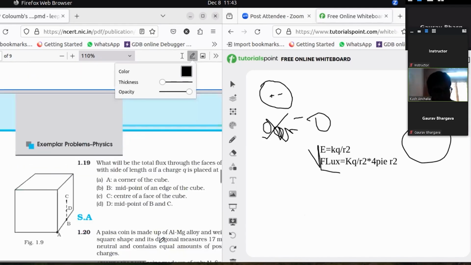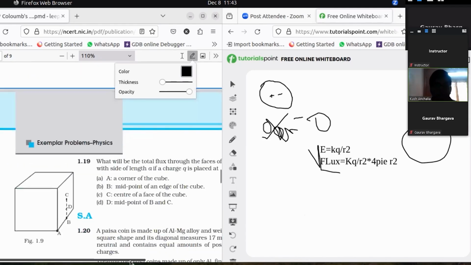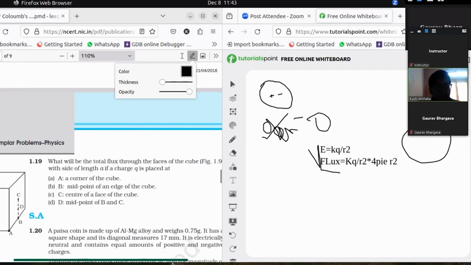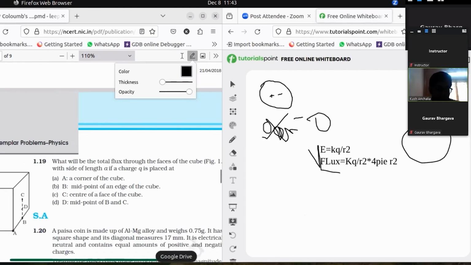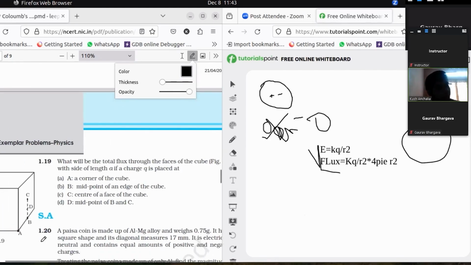Next is 1.19. What is the total flux through the faces of the cube? What is the side length? Okay, total flux is Q by epsilon. Flux throughout the surface is Q enclosed by epsilon. Q is placed at A. Q enclosed means it should be inside, at the center of the face of a cube.